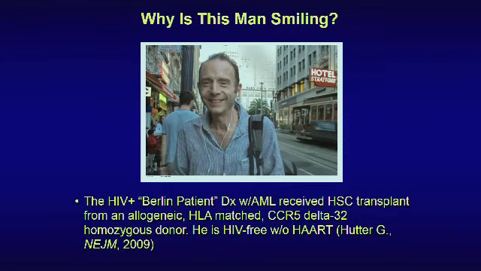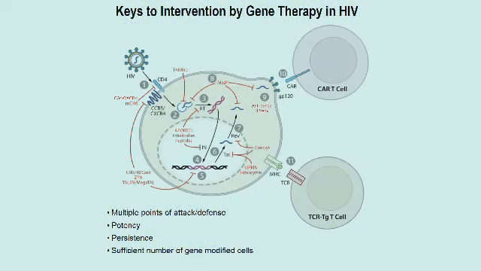And I close with, why is this man smiling? Because this is the only man that has been thoroughly and completely cured of HIV. This is Timothy Ray Brown. He is, or was, an HIV-positive patient that was diagnosed with AML, relapsed after chemotherapy, received a stem cell transplant with CCR5 delta 32 negative cells, and he is now HIV-free. So if we can mimic this situation for patients who don't have to undergo stem cell transplants, that would be a wonderful thing for patients.